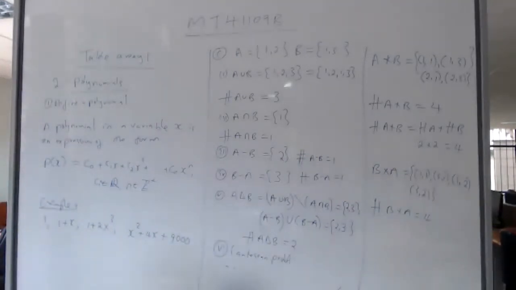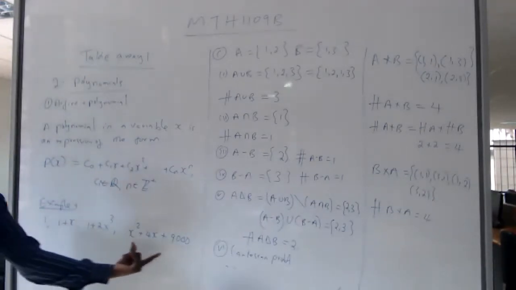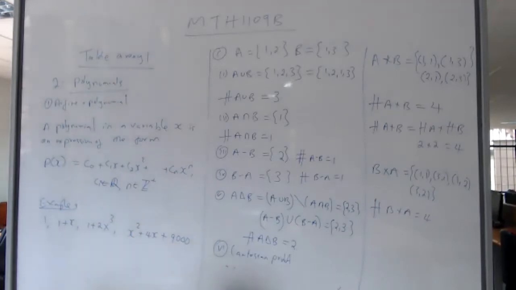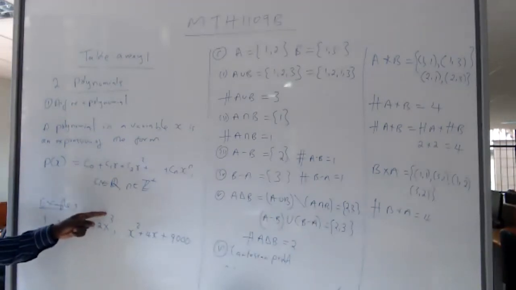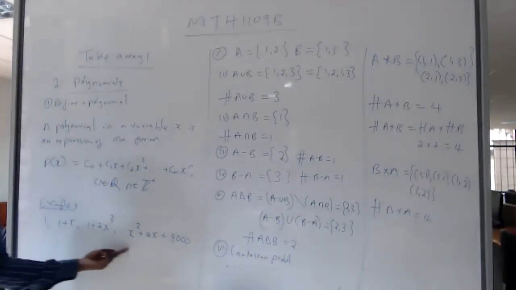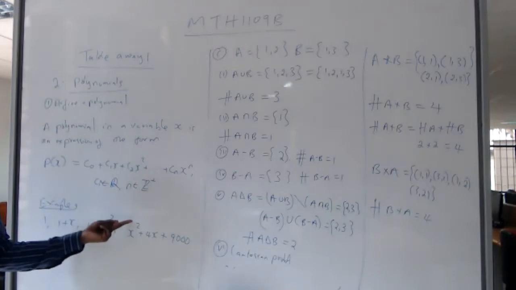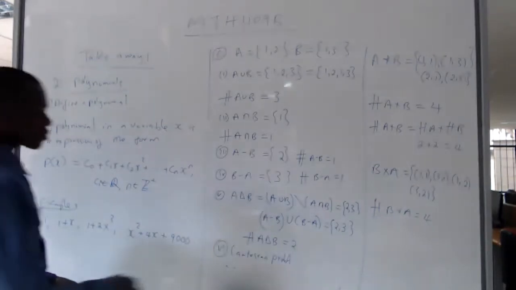And we also did classification. So we classify this as a monomial, we classify this as a binomial, this is also a binomial, this is a trinomial. And then in terms of order, this is order 0. This is first order because the highest exponent is 1. This is third order because the highest order is 3. This is quadratic or second order because the highest order is 2.